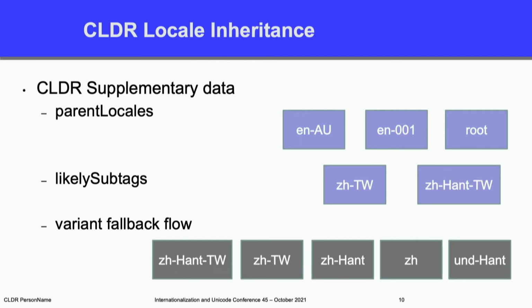It also will do things like zh-TW and zh-Hant-TW are considered to be basically in the same equivalence. That's with the likely subtags. So what happens is you do the parent locales to get to the parent, and then you do the likely subtags to expand it out, and then use the likely subtags to do the variant fallback from there. So that gives you a little bit better understanding of the context of what's related to what in that regard.